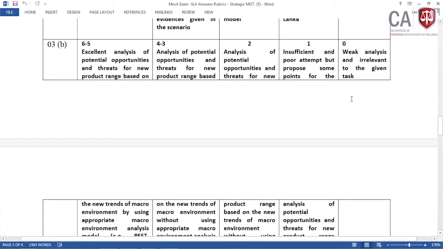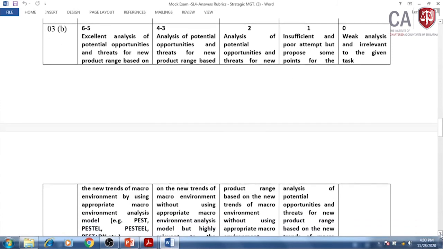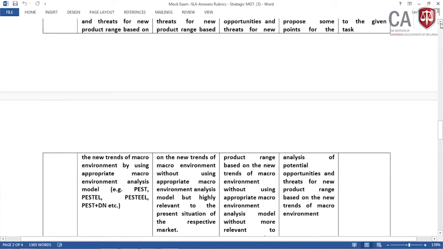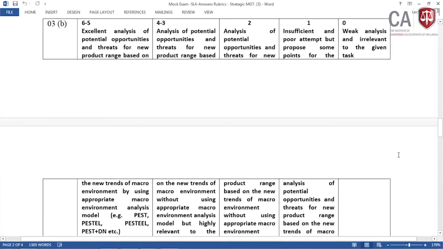Then 4 to 3 marks: analysis of potential opportunities and threat for new product range based on the new trend of macro environment without using an appropriate macro environment analysis model, but highly relevant to the present situation of the respective market. So, if you are not using a model, then you will get 4 to 3 marks, but we use PEST and we can get more marks therefore.